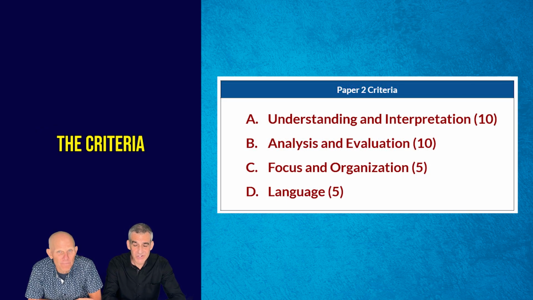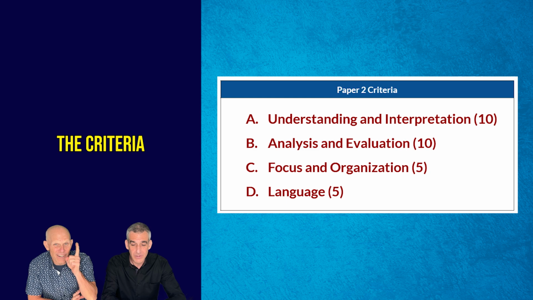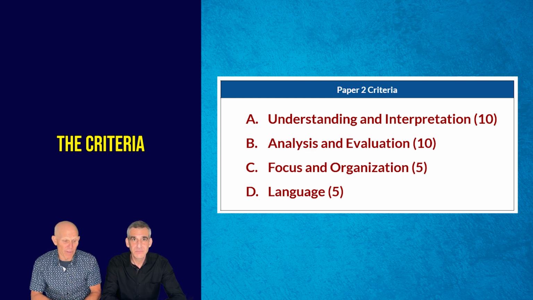Criterion A is understanding and interpretation. This is where you're going to drop into key moments of the text. You're going to use references to the text, and you're going to do your best interpretation with respect to your chosen question. You got to make sure you maintain that focus and compare similarities and differences.